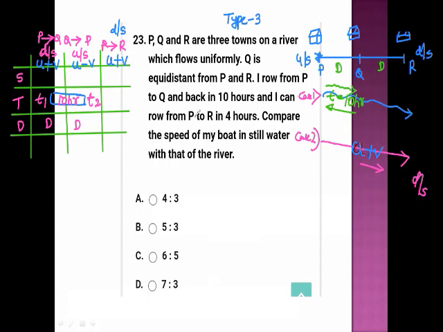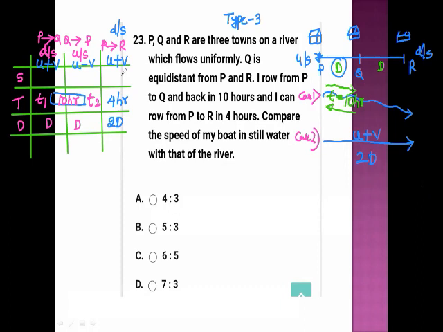Then I can row from P to R in 4 hours. The time taken he has mentioned is 4 hours. What is the distance? The distance from P to Q is D, so P to R is 2D. I am showing it inclined just for understanding; it's not actually inclined. So the distance is 2D and the speed is U plus V. This is the data he has given.